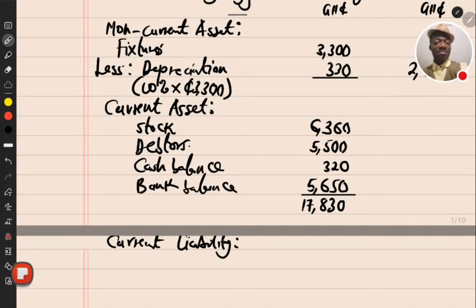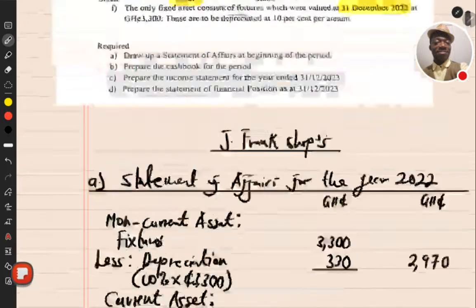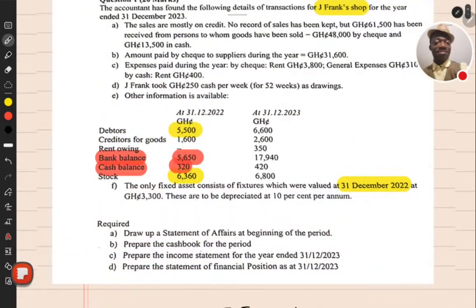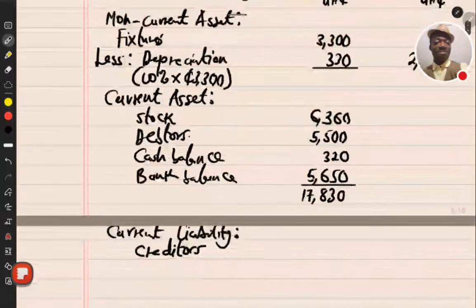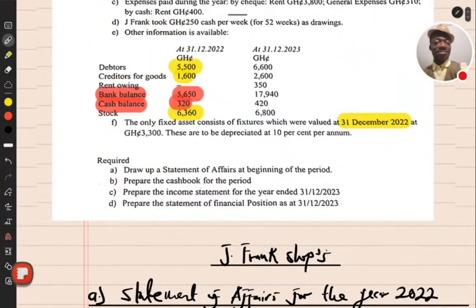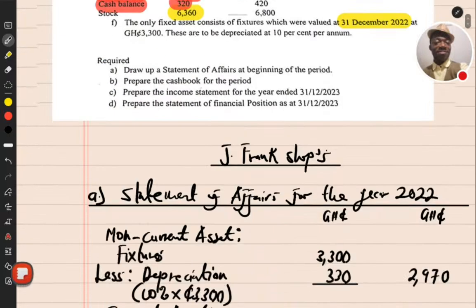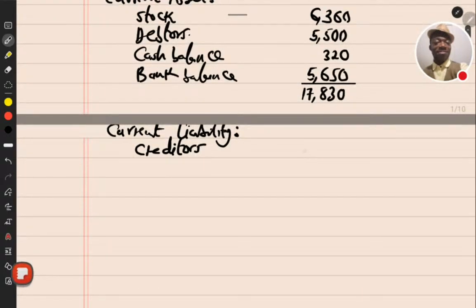Current liability. So we start with what? Creditors. So what was the opening balance for creditors, or creditors for goods, or trade payables. So we have been told that creditors value, or creditors for goods, as at 31st December 2022 was given as what? 1,600. So present that here too. So we have 1,600. Is that all? Rent owing as at 2022 was dash. So we don't have any other liability. It's only just the creditors.